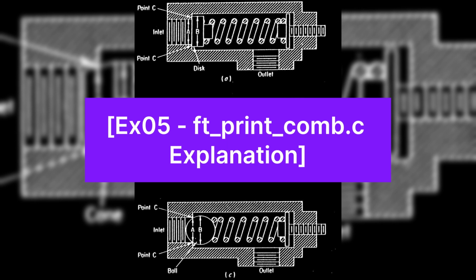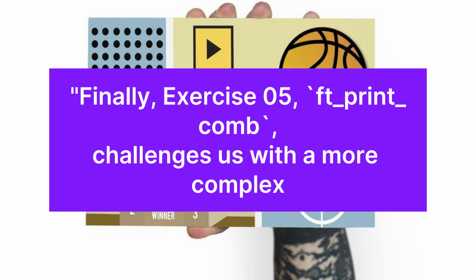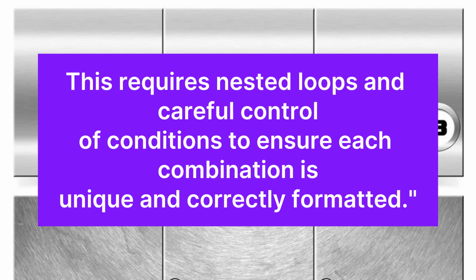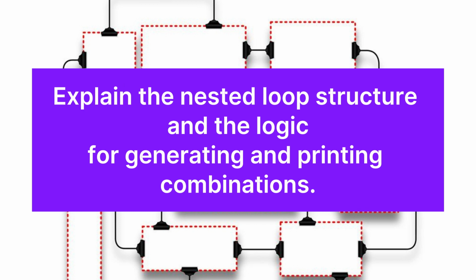X05. ft_print_comb.c explanation. Finally, exercise 05, ft_print_comb, challenges us with a more complex problem, printing all combinations of 3 different digits in ascending order. This requires nested loops and careful control of conditions to ensure each combination is unique and correctly formatted. Explain the nested loop structure and the logic for generating and printing combinations.